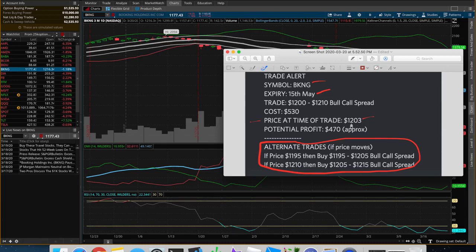So if this is the trade I put on, you saw the alert and you pulled up BKNG, it was trading at 1235. Look at my alternate trades. Have I mentioned a trade for 1235? No. So the only trade I've mentioned is, okay, maybe from 1203, if it goes to 1210, then fine, you can still get in at 1205, 1215 bull call spread. But if it's above this price that I've mentioned, then just ignore it.